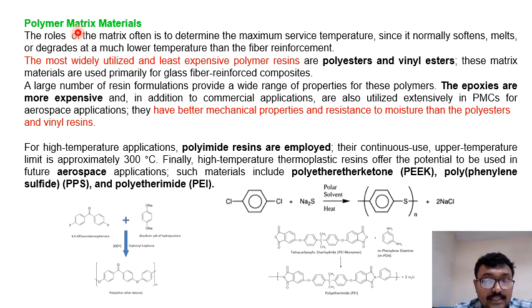Last one, polymer matrix material. The role of the matrix is often to determine the maximum service temperature, since it normally softens, melts or degrades at much lower temperature than the fiber reinforcement. Okay, so these are the things.